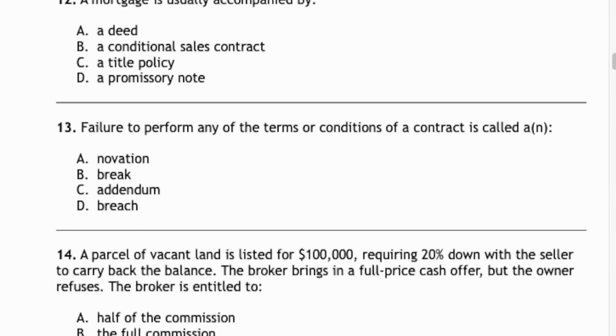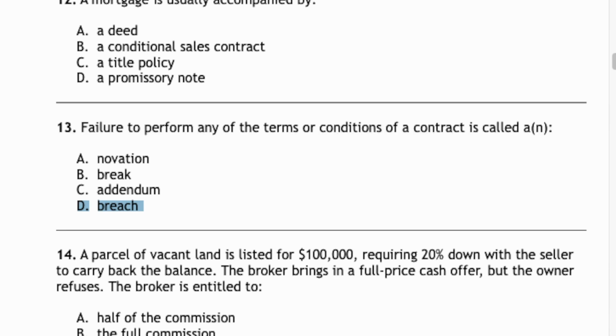Number 13. Failure to perform any of the terms or conditions of a contract is called A, novation, B, break, C, addendum, or D, breach. The answer is breach. Breach of contract is the violation of any of the terms or conditions of a contract without legal excuse.